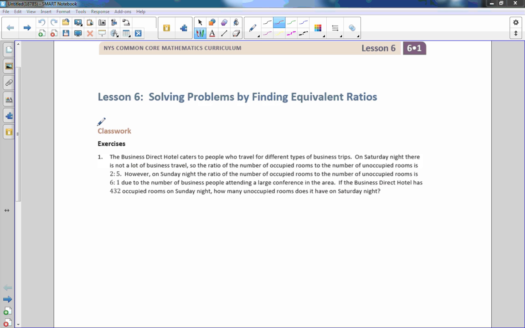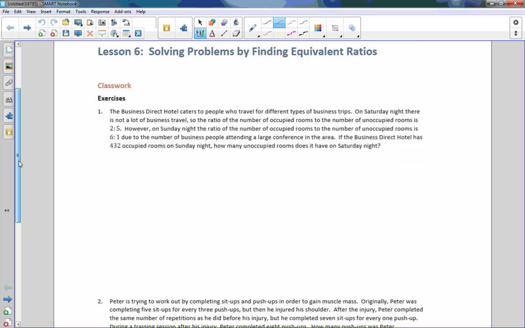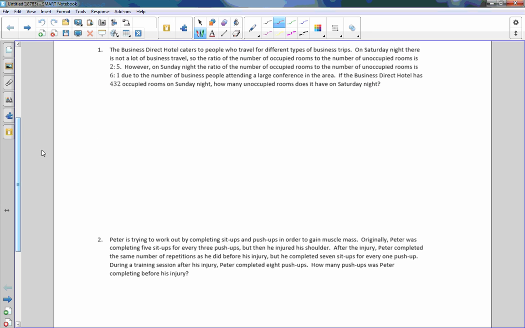So classwork exercise 1. The Business Direct Hotel caters to people who travel for different types of business trips. On Saturday night, there is not a lot of business travel, so the ratio of the number of occupied rooms to the number of unoccupied rooms is 2 to 5.